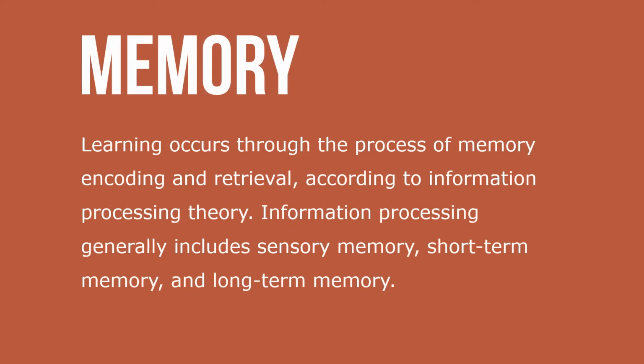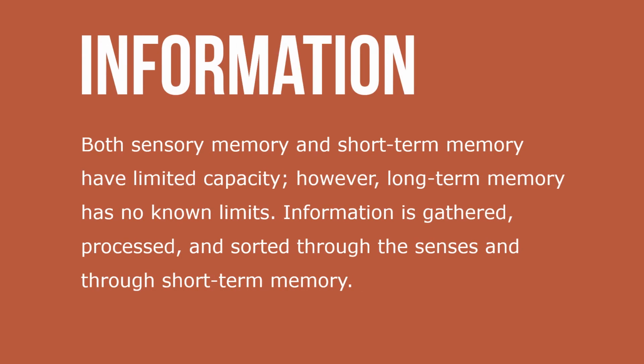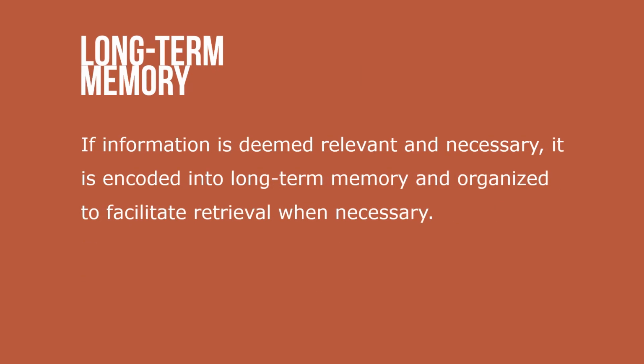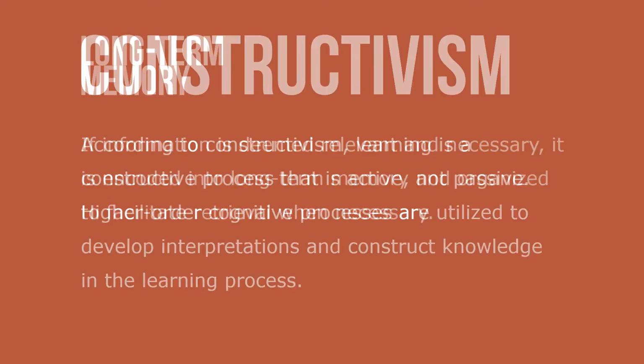Learning occurs through the process of memory encoding and retrieval, according to information processing theory. Information processing generally includes sensory memory, short-term memory, and long-term memory. Both sensory memory and short-term memory have limited capacity. However, long-term memory has no known limits. Information is gathered, processed, and sorted through the senses and through short-term memory. If information is deemed relevant and necessary, it is encoded into long-term memory and organized to facilitate retrieval when necessary.